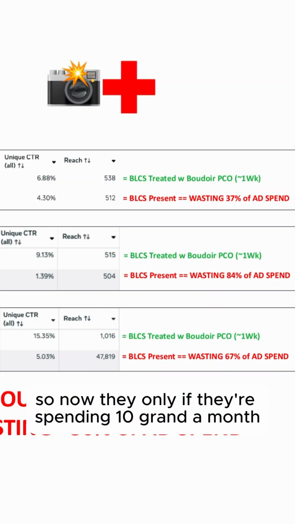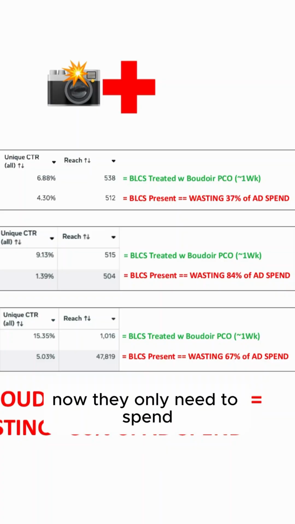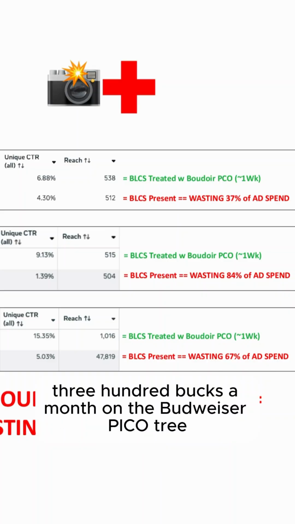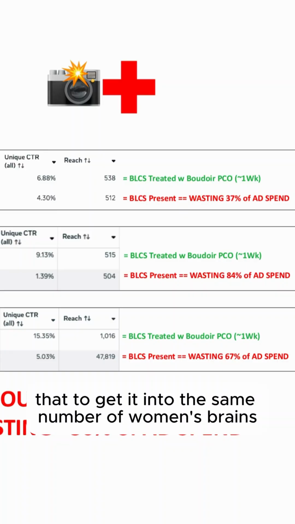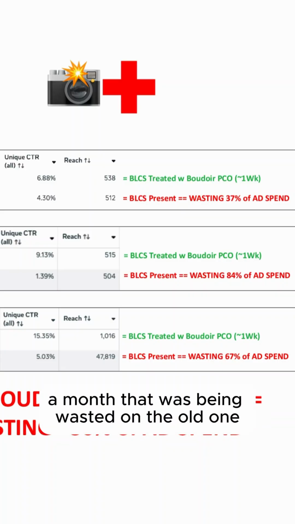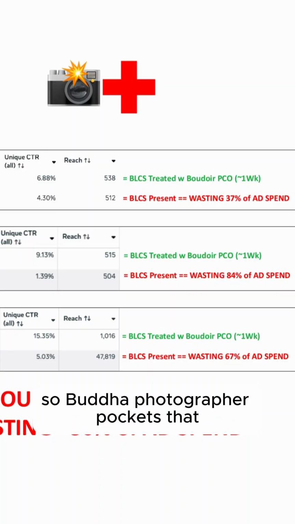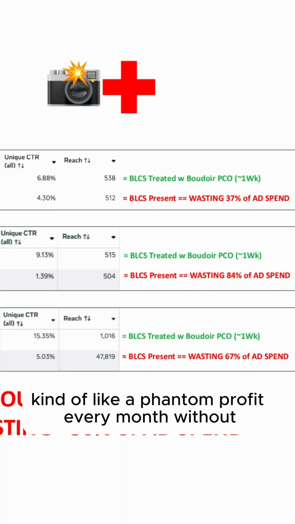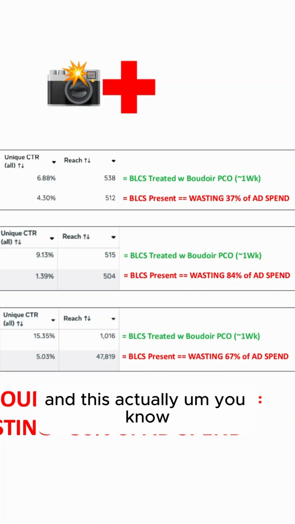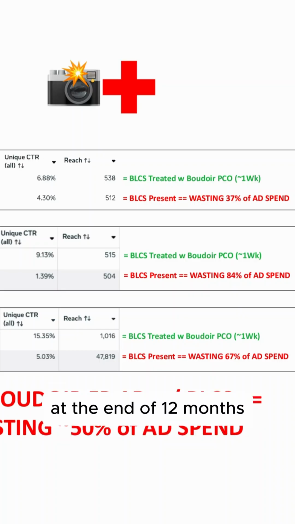So now if they're spending 10 grand a month on the original Boudoir Facebook ad, now they only need to spend $6,300 a month on the Boudoir Pico treated ad to get it into the same number of women's brains. So $3,700 a month that was being wasted on the old one, well, now we don't have to spend it on the new one. We just pocket that. So the Boudoir photographer pockets that. Has like a phantom profit every month because they no longer have to spend it. And this actually gives them kind of a phantom bonus, like 40K at the end of the year, at the end of 12 months.